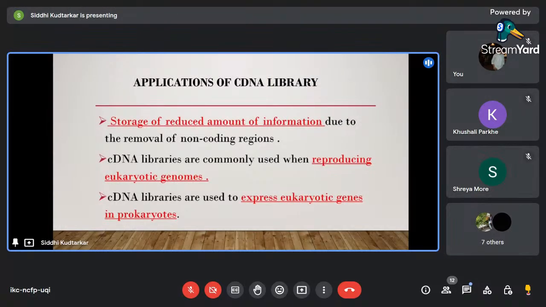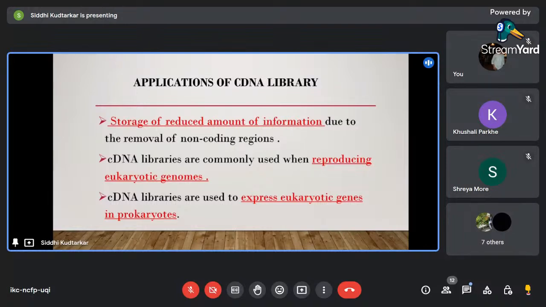So now, applications of a cDNA library. First of all, a very common application is the storage of information, because cDNAs do not have non-coding regions, so in a reduced amount we can store our information. Then cDNA libraries are also used while reproducing eukaryotic genomes, because again they do not have non-coding regions, so we get the exact coding sequence.